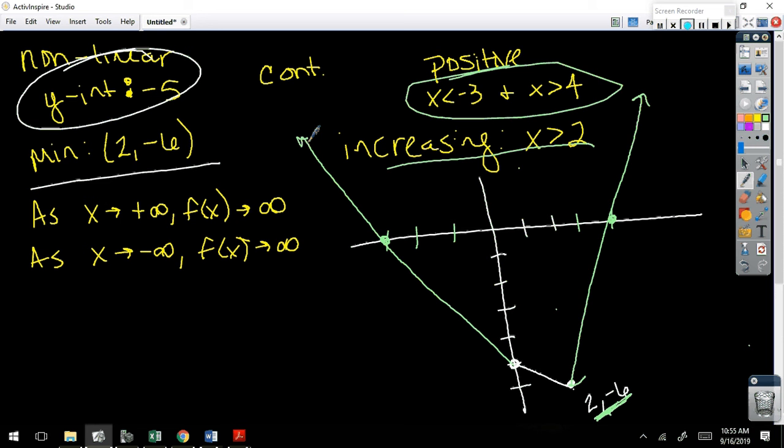So now let's look. Does the end behavior match? Yes. Is it continuous? Is the y-intercept negative 5? Is it positive when x is less than negative 3 and when x is greater than 4? Yes. Is it increasing when x is bigger than 2? I'd say that's a great sketch.